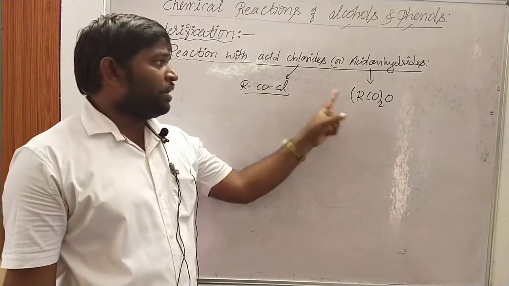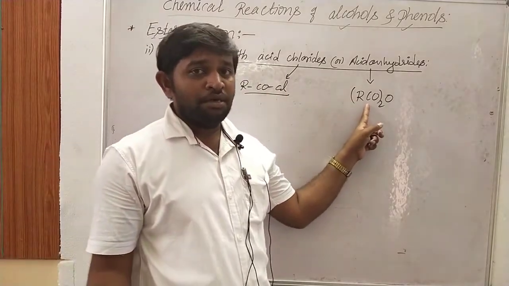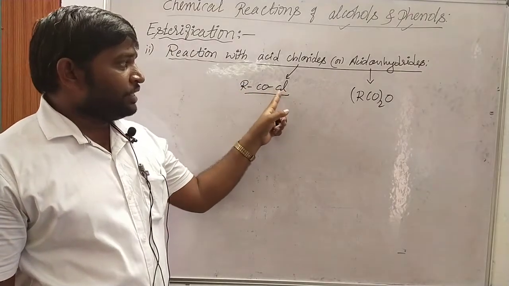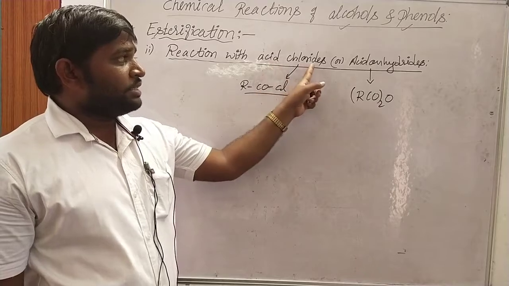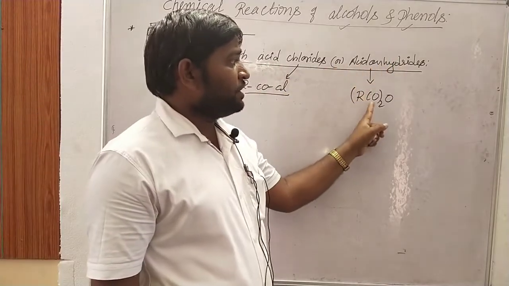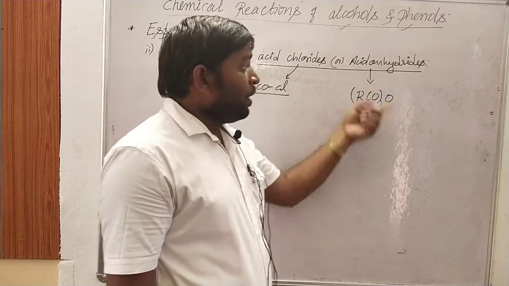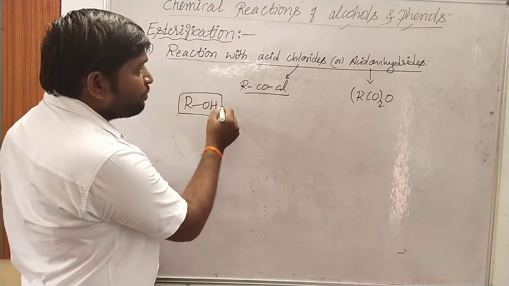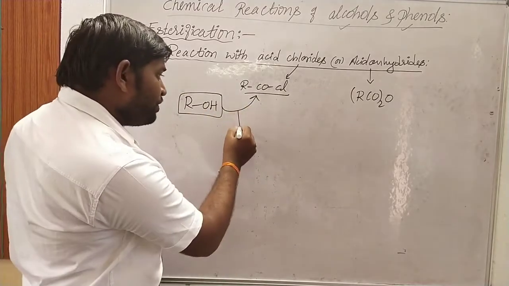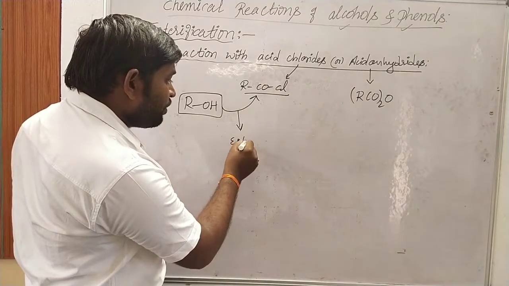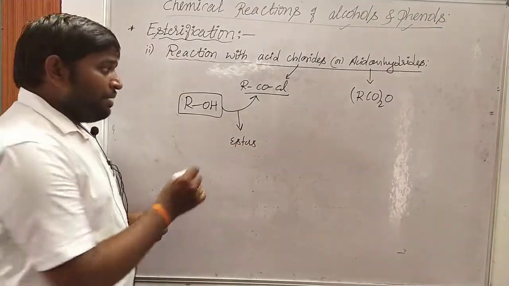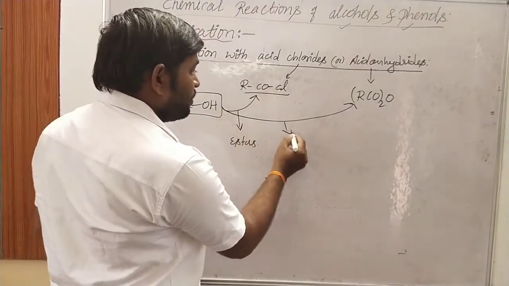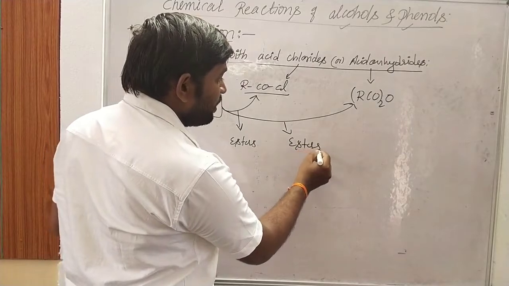What is the difference between these two molecules? Anhydride means without the presence of water molecule. The acid chloride has RCOCl, so that molecule is called acid chloride. The other is acid anhydride, (RCO)2O. Whenever alcohols react with acid chlorides, that leads to the formation of esters. And sometimes alcohols react with acid anhydrides, that also leads to the formation of esters.